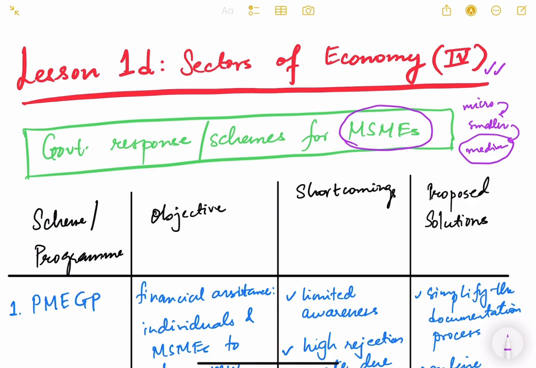Now, in order to address these various challenges, the Government of India has taken various initiatives. So there has been a government response for the development of MSMEs. Various schemes have been brought by the government. In this video, we are going to see what these different schemes or initiatives are. We will see their objectives, and also their shortcomings, so that you get the positive as well as the negative side of it.